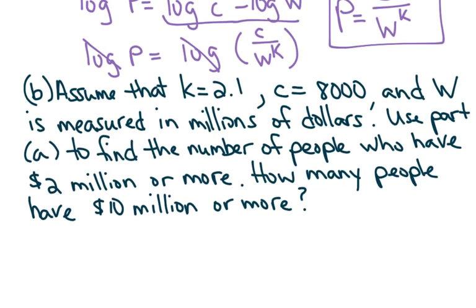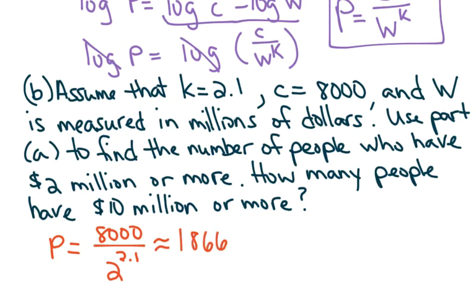All right, so now I'm going to plug these numbers in. For 2 million, P is going to equal 8,000 divided by 2 raised to the 2.1. And that's going to give me approximately 1,866 people in the population who have $2 million or more.